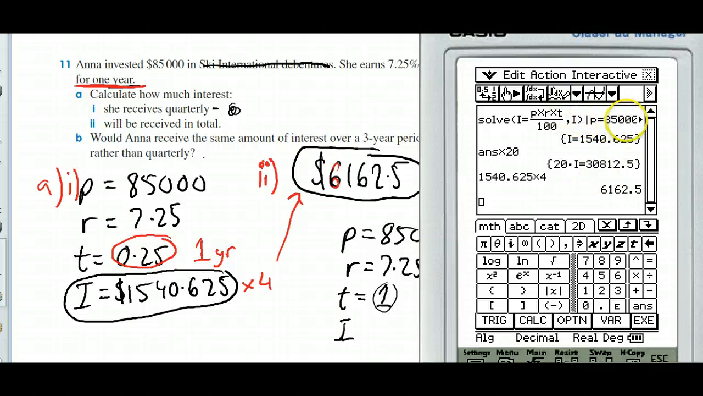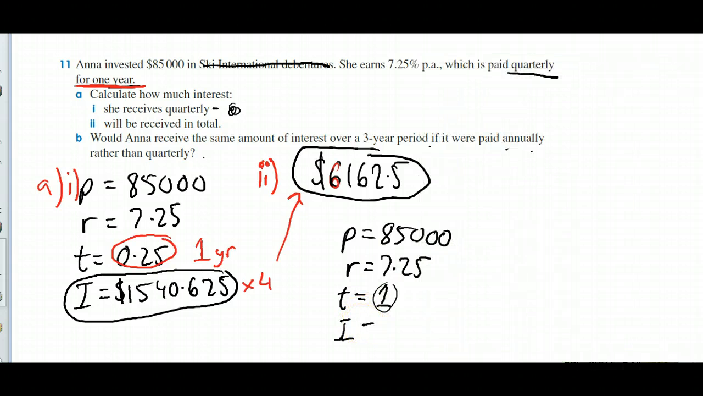So that's all the same. The only thing that's going to change is that T is now 1 year. So of course, the amount she gets after 1 year is 6162.5. That's how much interest she would get after 1 year.